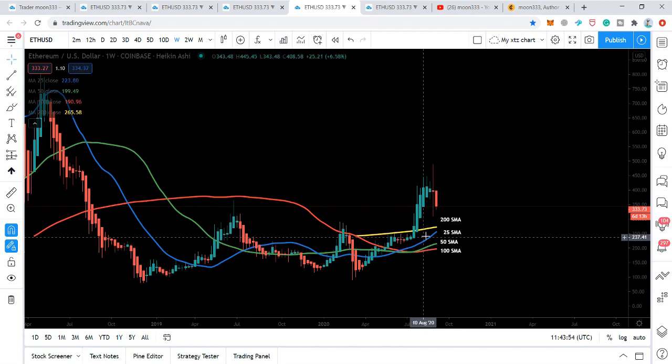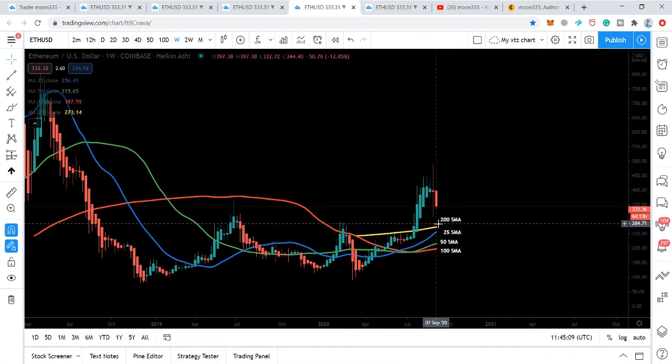And at this time, the 25 simple moving average is moving up to form a golden cross with the 200 simple moving average. I've already told you in my previous videos as well that whenever the smaller time period moving average crosses up the bigger time period moving average, it produces a bullish rally and it is a strong buying signal, especially when it is formed on the weekly chart, the long-term chart.